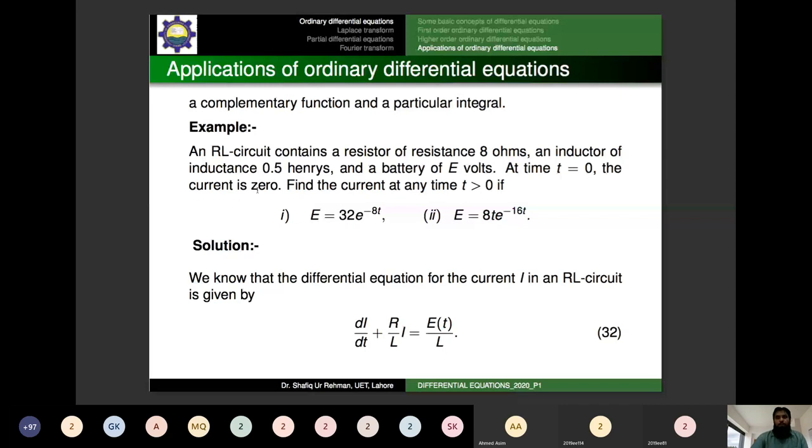What are we interested in? We are interested in finding the current at any time. And time should be non-zero. Of course, it can't be a negative value. Surely it will be positive. If a battery of that volts, first option, a battery of that volts is given. In the first case, capital E will be equal to this expression. For the second case, it will be that. How do we observe that? Based upon the time, this is how you will observe the battery, the source of energy.